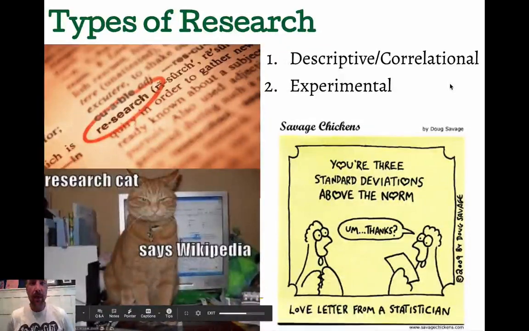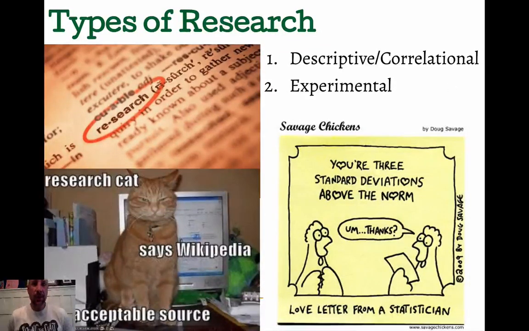We'll take a quick look at different types of research in psychology, and specifically two groups of research. The first we'll talk about is descriptive or correlational research, and the second will be experimental. This video will just cover descriptive research.